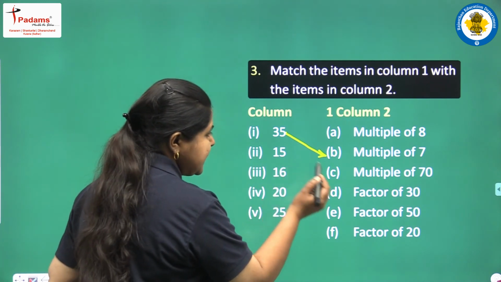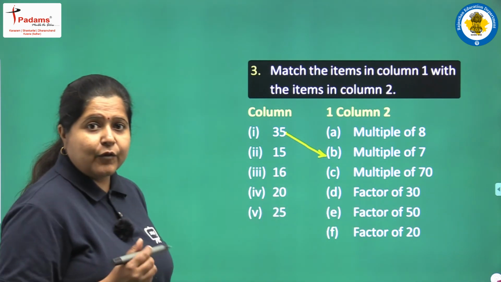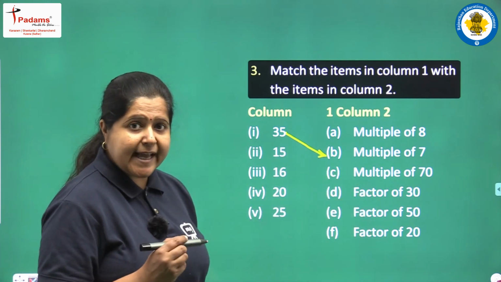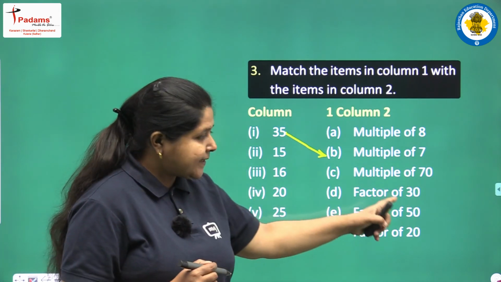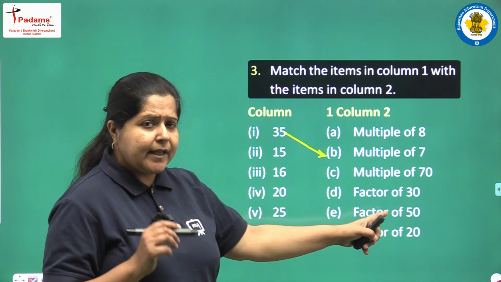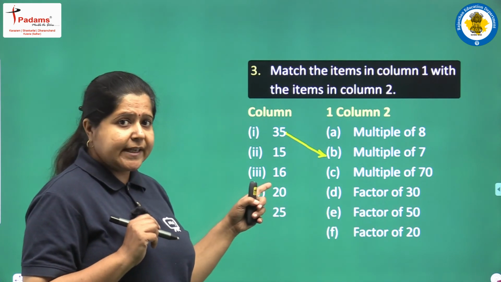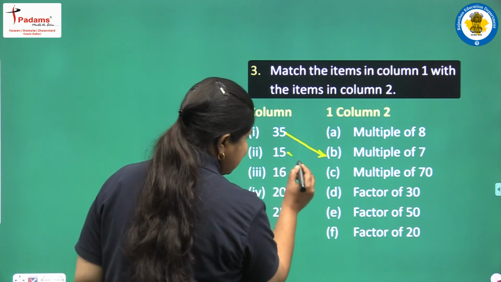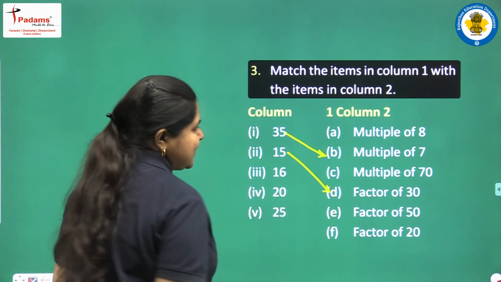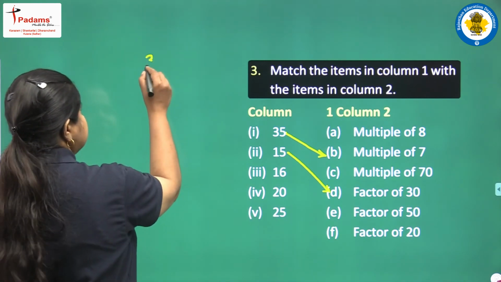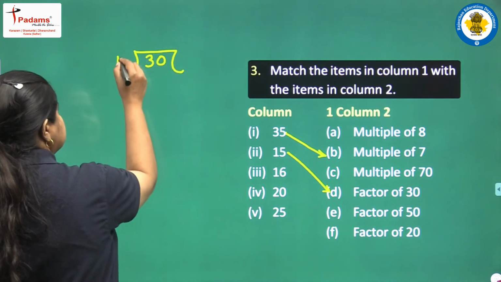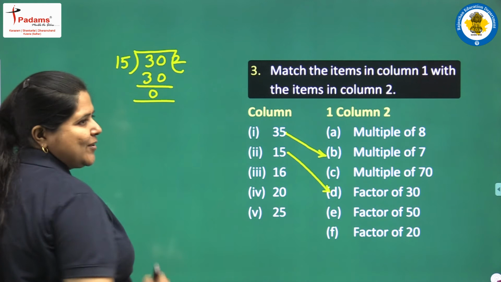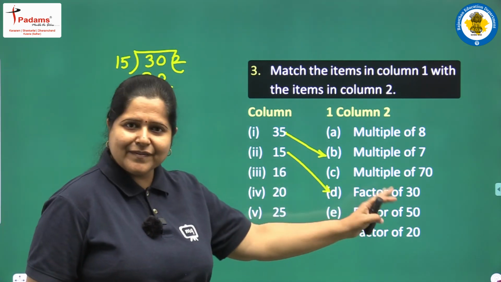Then is 15 a factor of 30? What do you mean by a factor? A number which divides the given number completely, exactly. Will 15 divide 30 completely? It will if 30 comes in the table of 15, and we know 15 2s is 30. So yes, 15 is a factor of 30, because if we divide 30 by 15, 15 2s are 30 and we are getting a remainder 0. So yes, 15 is a factor of 30.